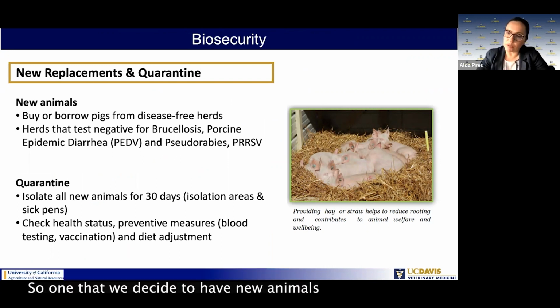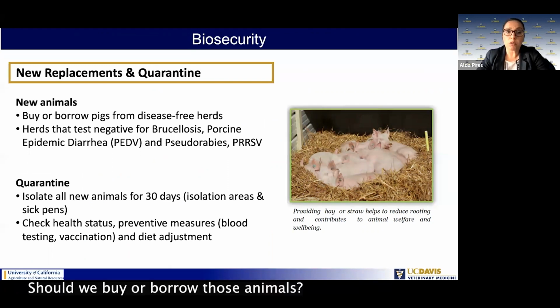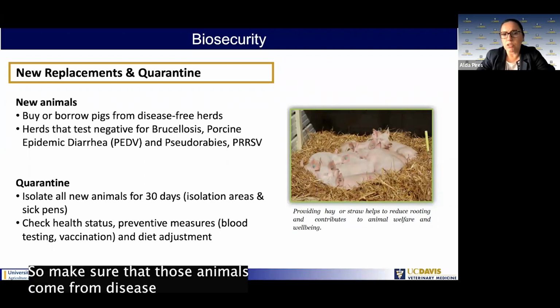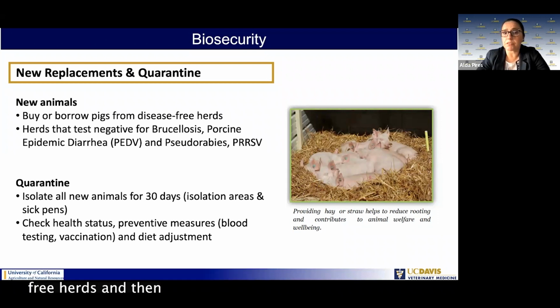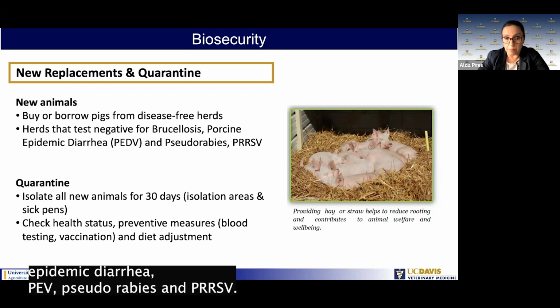So when we decide to have new animals, and this is not just for swine but other livestock species, should we buy or borrow those animals? Sometimes we might borrow the boar from the neighbor. So make sure that those animals come from disease-free herds. And in principle, they test negative for brucellosis, porcine epidemic diarrhea, PED, pseudorabies, and PRRS.